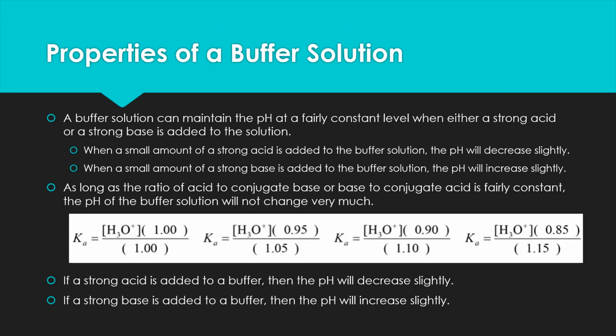So what are some of the properties of a buffer solution? A buffer solution can maintain the pH at a fairly constant level with either a strong acid or strong base being added to the solution. So when a small amount of strong acid is added to our buffer solution, then the pH will decrease slightly. So if we add acid, we're going to bring down that pH to being more acidic, but it's only going to happen slightly. When a small amount of base is added to our buffer solution, the pH will increase slightly, become a little more basic.